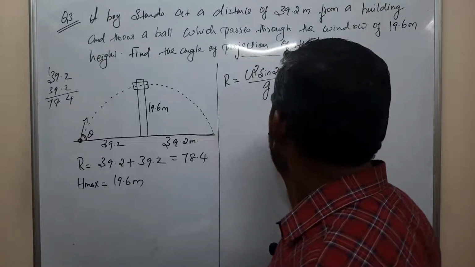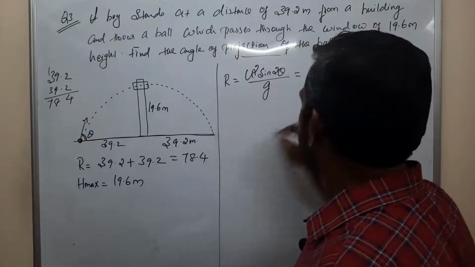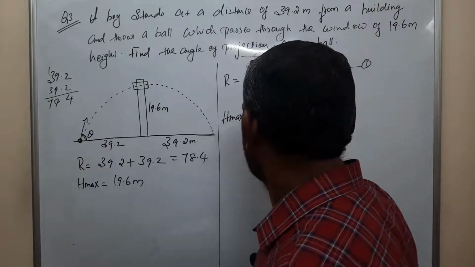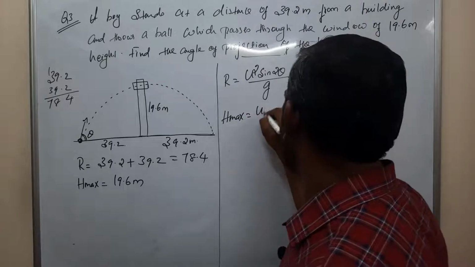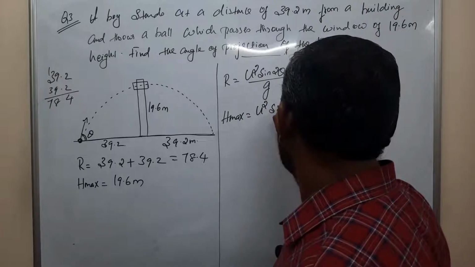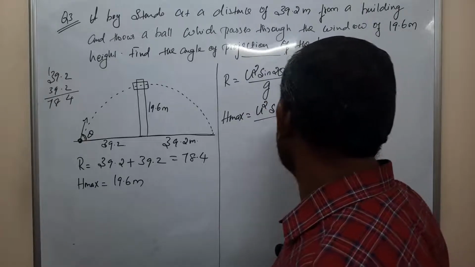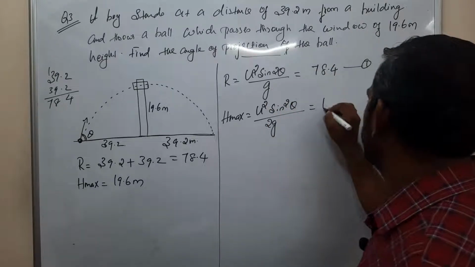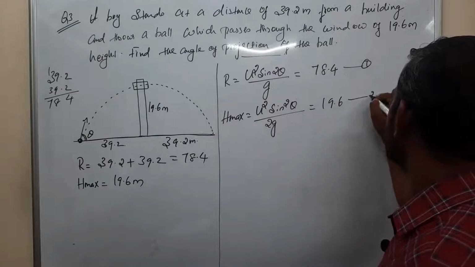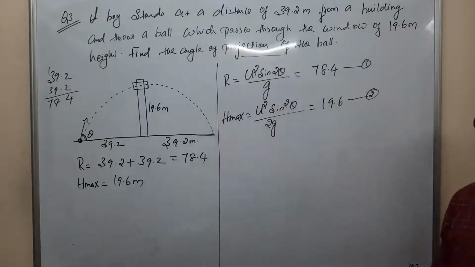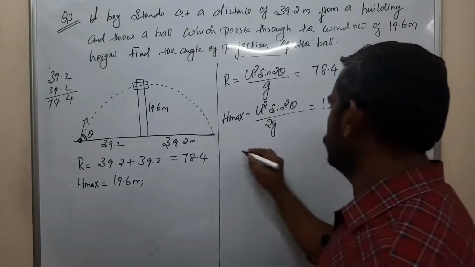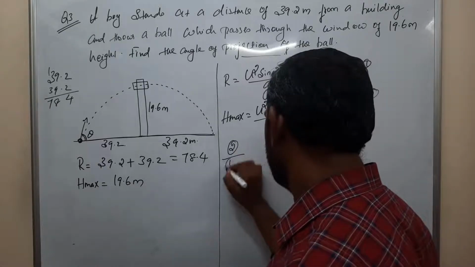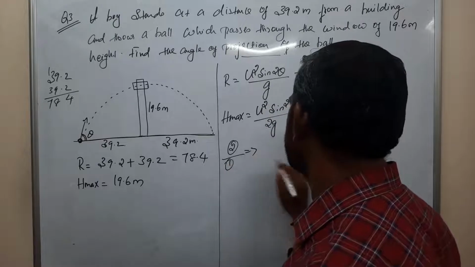Then take it as equation number 1. Now H max equal to, what is the formula? U square sin square theta divided by 2g. So that's equal to 19.6. Take it as equation number 2. Okay, so 2 divided by 1.